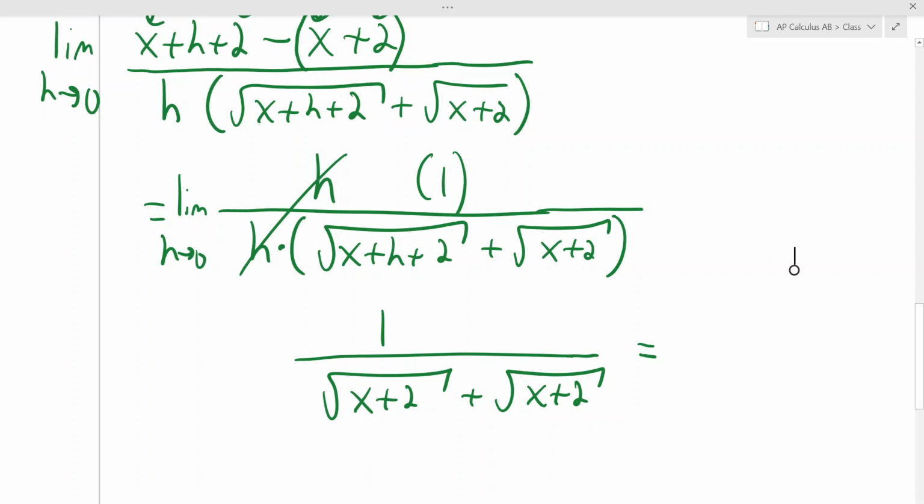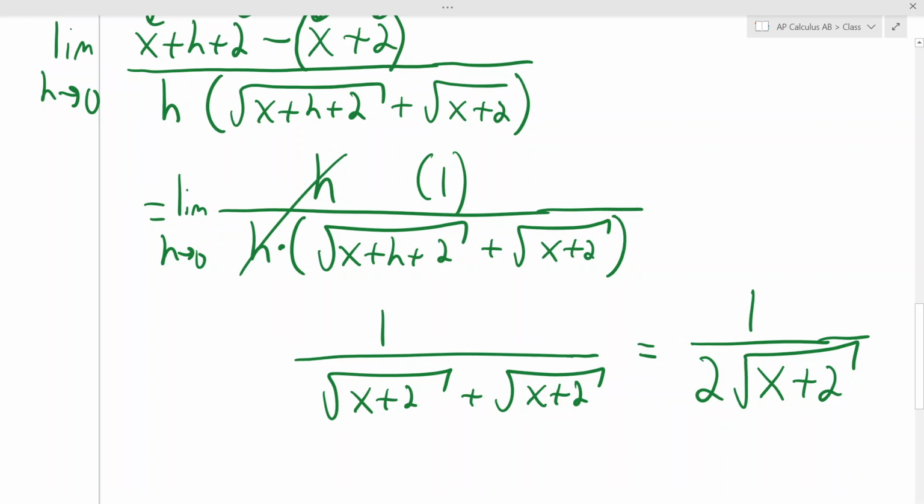But Omar, what are we going to say that equals? 1 over 2 root x plus 2.